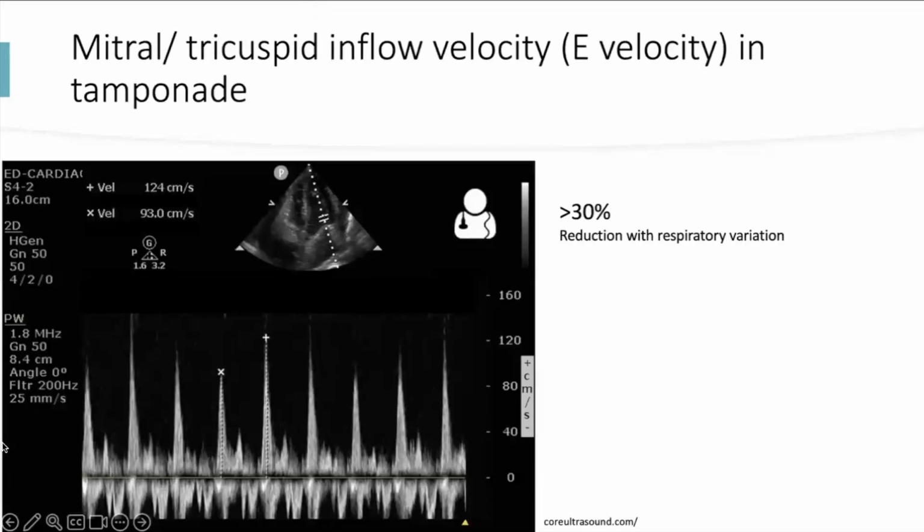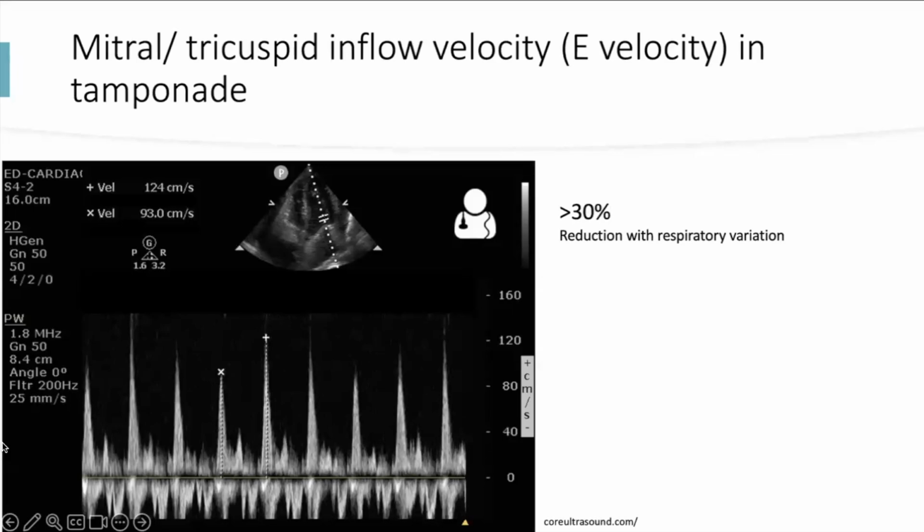This slide talks about the mitral inflow. So this is a PW across the mitral valve. What you see here on the left side is that with inspiration, the velocities go down. So this is during inspiration and this is during expiration. With expiration, you have higher velocities. With inspiration, you have lower velocities because the RV fills more. And this change for the mitral valve has to be more than 30%.